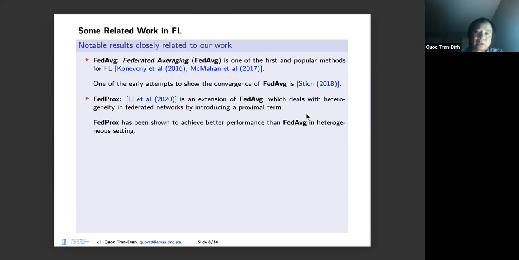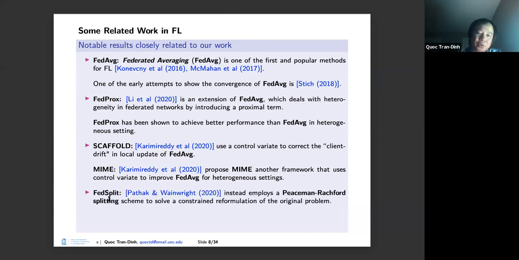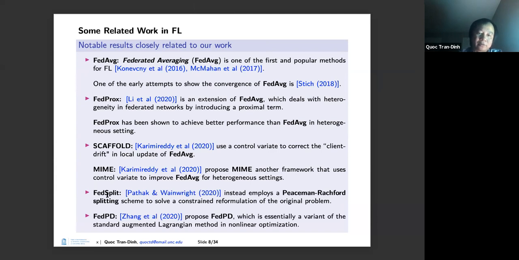The second algorithm is called FedProx. It is kind of an extension of FedAvg, in order to deal with the heterogeneity in federated networks by introducing the proximal term, basically to handle some sort of connection between variables in the problems. Other algorithms like SCAFFOLD or Mime, I don't know how to pronounce it, and the other two, which are more related to our work, is FedSplit.